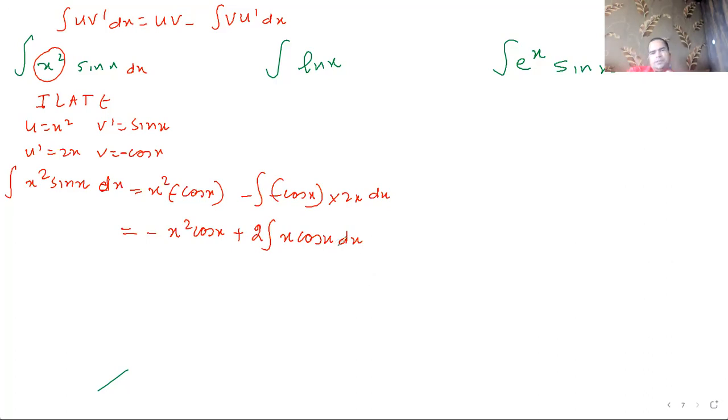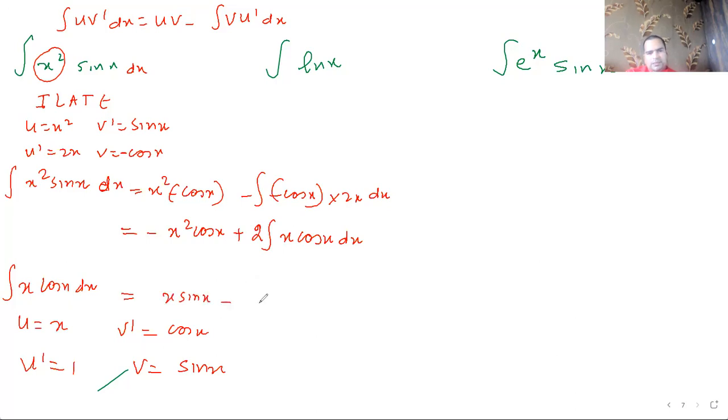Now the problem here is that you again got x cos x as an integral to be done. So now once again you'll have to apply integration by parts. So what I'm going to do is separately integrate it, which is integration of x cos x. Now once again u is going to be x, v dash is cos x. So u dash will be 1, v will be sine x.